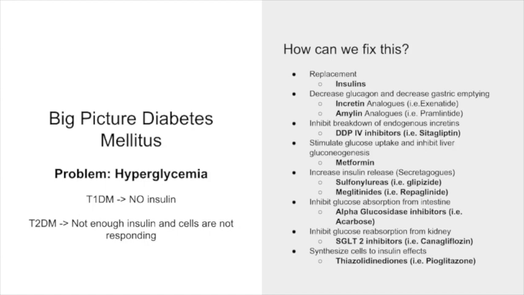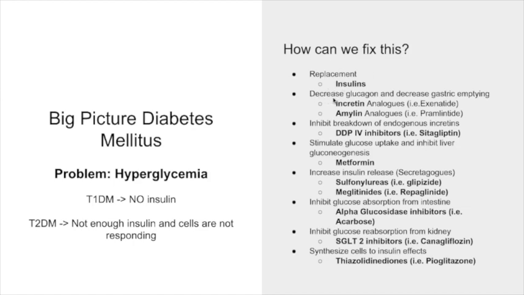So if you think of how can we fix this problem? The first thing that we can do is replace the insulin. There are different forms of insulin, according to the onset of action and the duration of action. So we can give insulins.